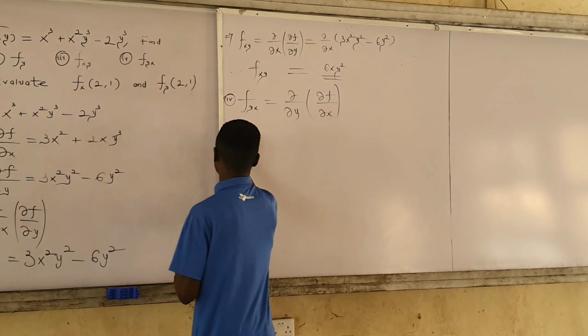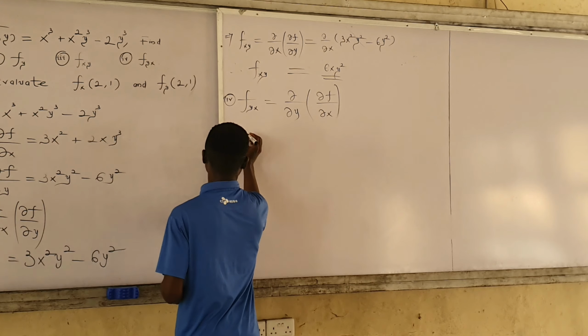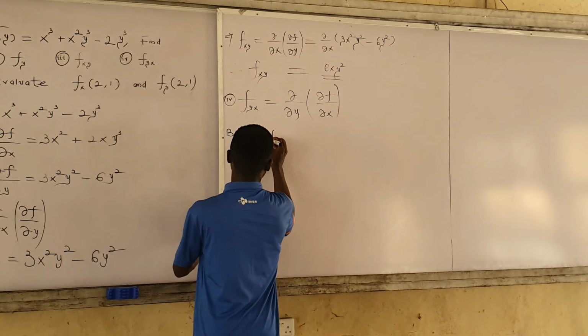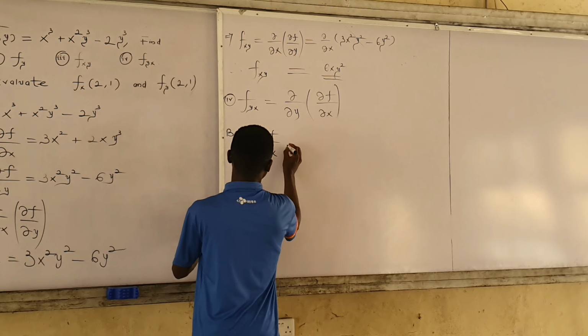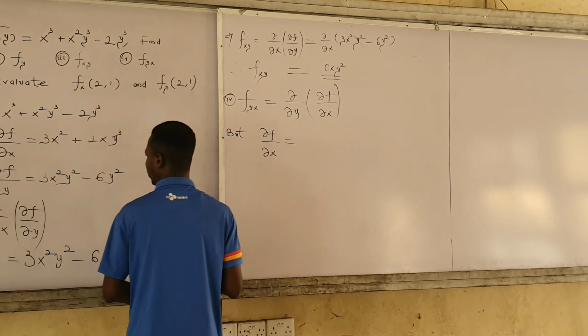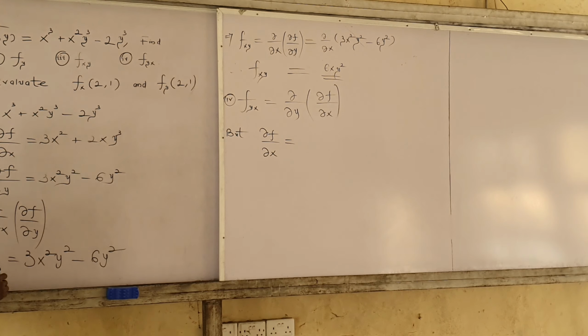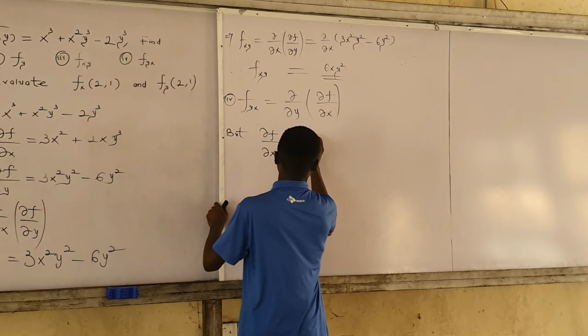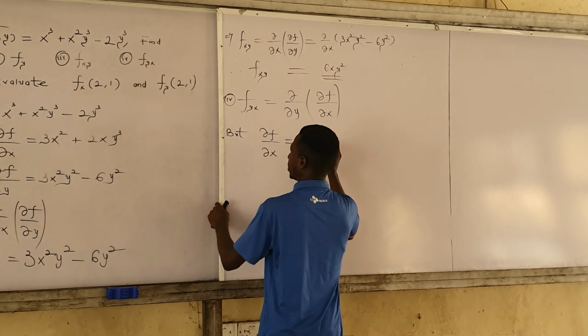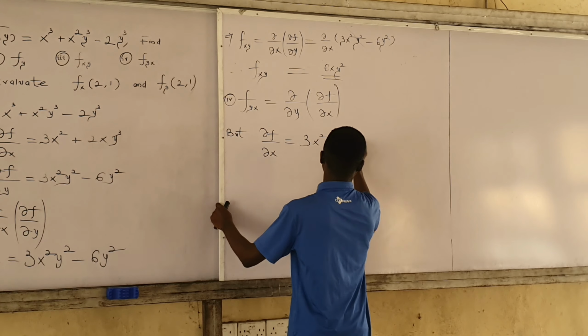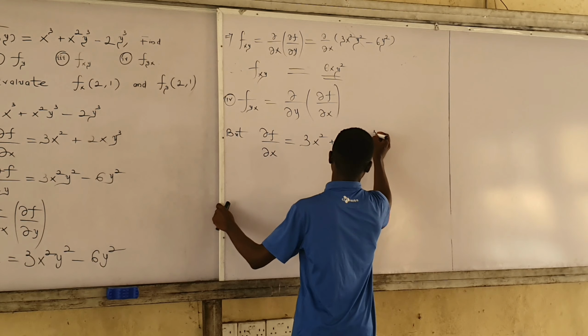But if you look at the partial f partial x, we have already gotten the results initially. So we can go on to say that the partial f partial x is actually equal to this now, which is 3x squared plus 2xy raised to the power of 3.